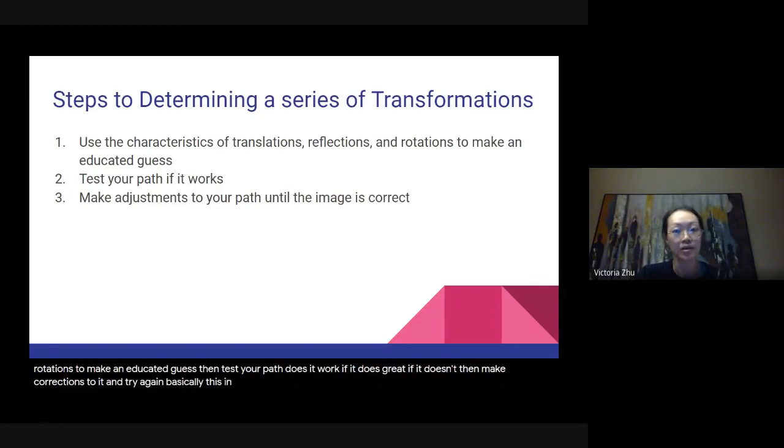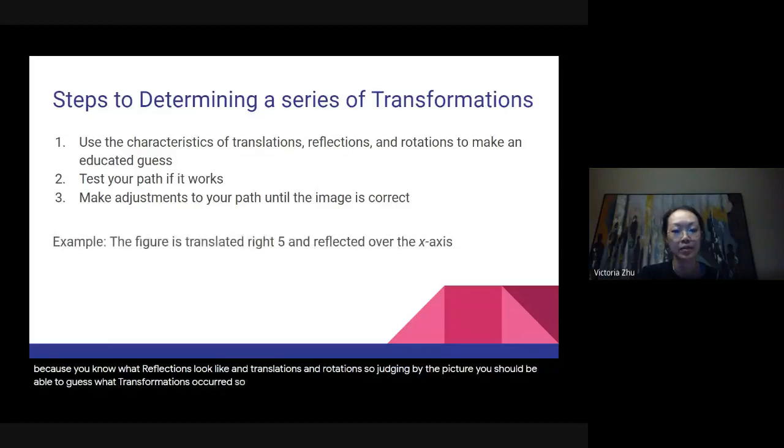Basically, this entire lesson is about guessing and checking, but guessing in a smart way because you know what reflections look like and translations and rotations. So judging by the picture, you should be able to guess what transformations occurred. An example of a response that I'm looking for is the figure is translated right 5 and reflected over the x-axis.